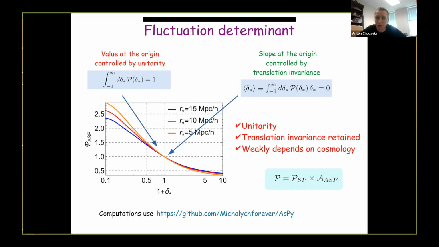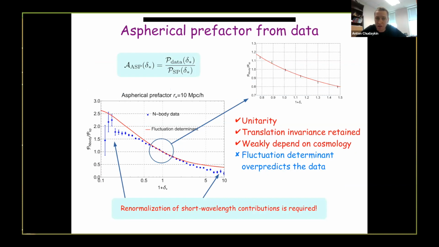Our next step is confronting the theory with the data itself. Here you see such a comparison, and near the origin of the prefactor, the theory prediction matches the data very well. But on the tails, you see a discrepancy: the theory over-predicts the data. We attribute this effect to the short wavelength modes, because we don't have a reliable theory for them, and it just means that their contribution must be renormalized, just as the one-loop correction to the power spectrum is renormalized by counterterms. The renormalization of the spherical prefactor is the main result of our work.